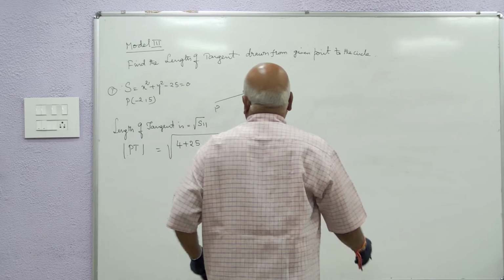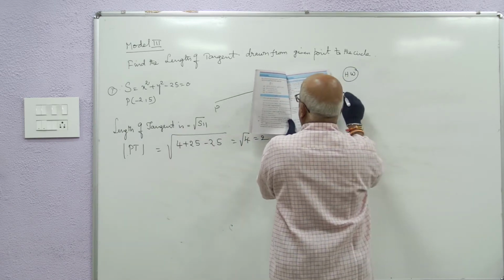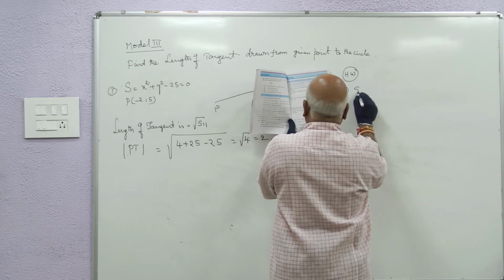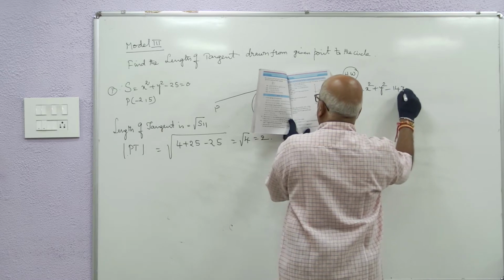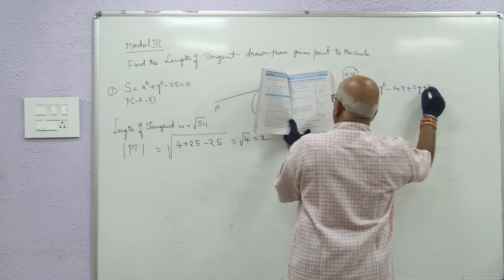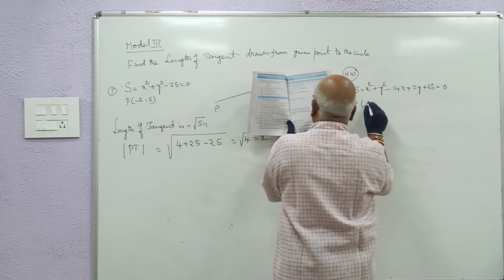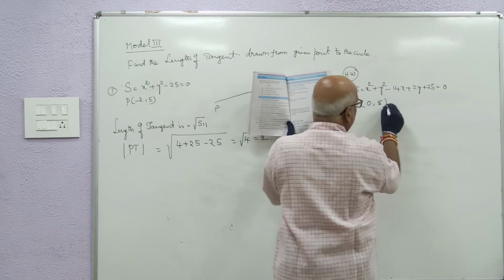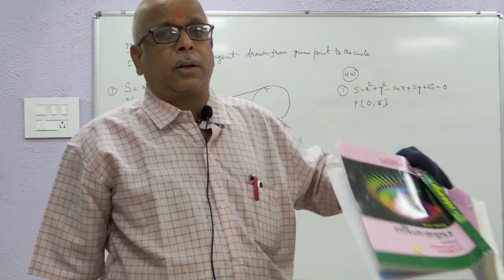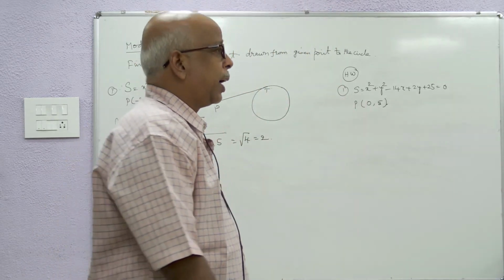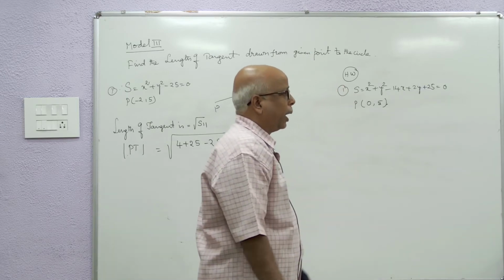Here, in this model, our assignment or homework is number 1, S equal to x square plus y square minus 14x plus 2y plus 25 equal to 0. P is 5, 0 comma 5, let us take. Find the length of tangent. Unfortunately, in some books, equal to 0 they haven't given. Circle equation equal to 0 we should have.